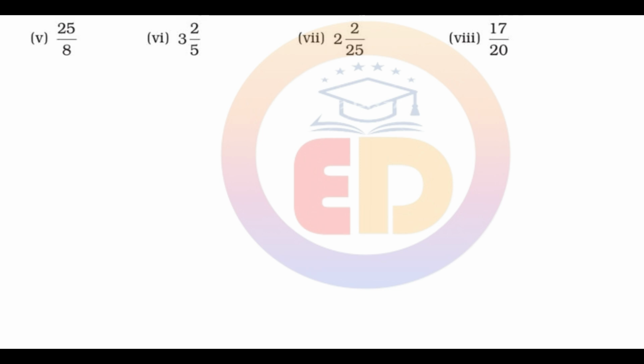2 whole 2 upon 25. We have to convert this mixed fraction to a decimal number. Remember, 2 is the whole number part. We will not touch it. We will keep it as it is. We will only operate on the fraction part, which is 2 upon 25. Let's divide 2 by 25.